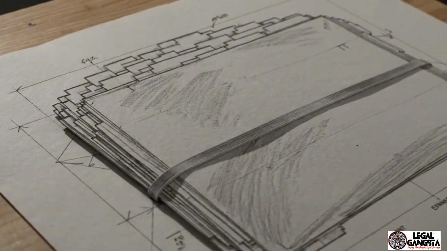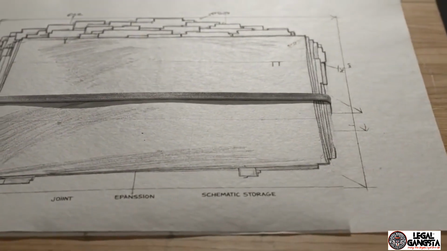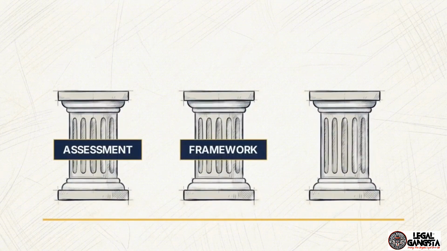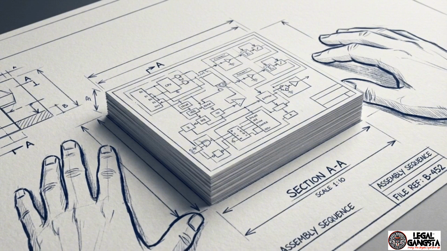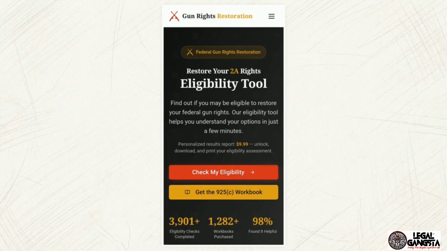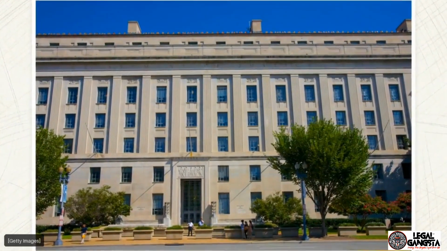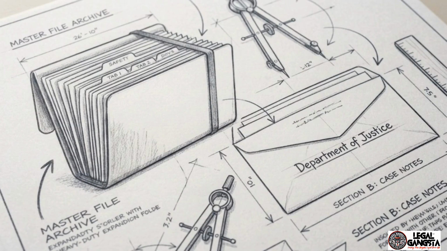Picture your completed, master physical or digital file sitting on your desk, containing every asset we've just covered. A successful submission rests entirely on 3 pillars: your printed eligibility report, your completed 925C workbook framework, and your neatly organized stack of certified legal documents. To begin this process and get your file in order, head over to fedgunrights.com right now to run your initial eligibility check. Executing this preparation phase guarantees that the very moment the DOJ application portal goes live, your comprehensive file will be positioned at the absolute front of the line.